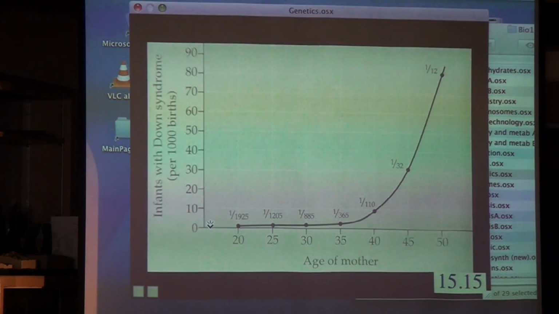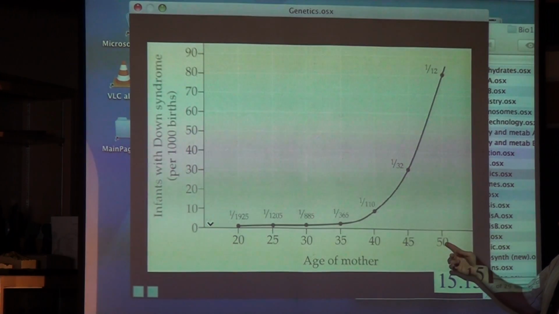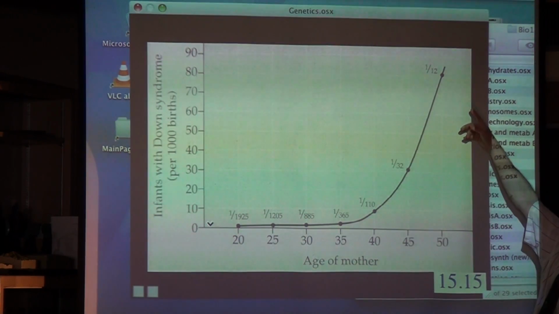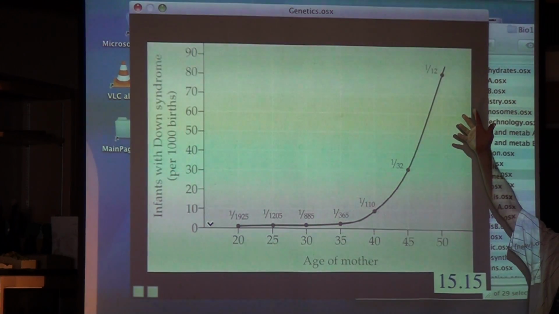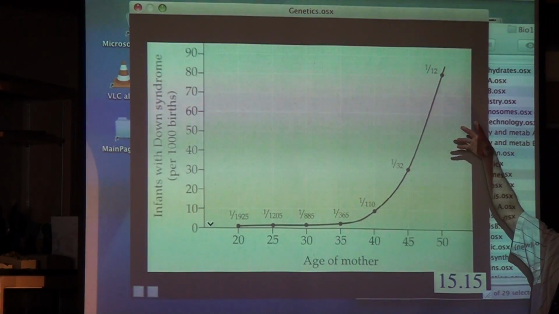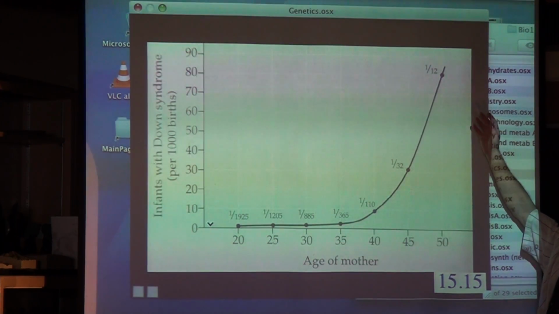Remember, this is caused by non-disjunction, and a female's eggs are as old as she is. Women develop their eggs even before they're born, and so a 50-year-old woman, her eggs are 50 years old, and in those decades, it's just more and more likely that some of the spindle apparatus will break down, and so you're going to get more likely to have non-disjunction.